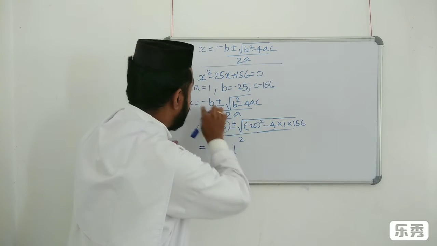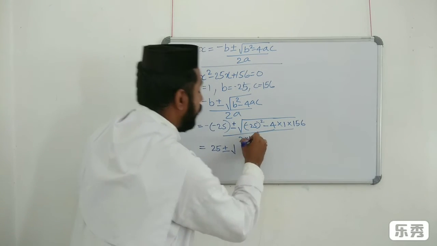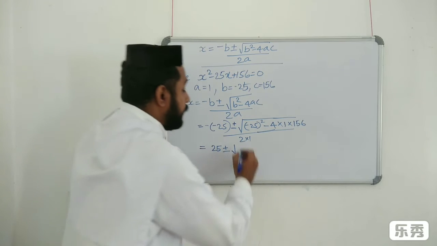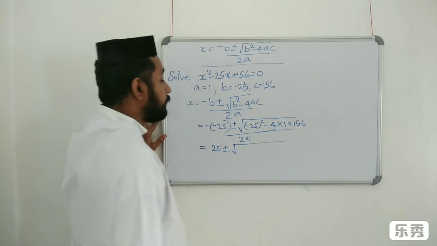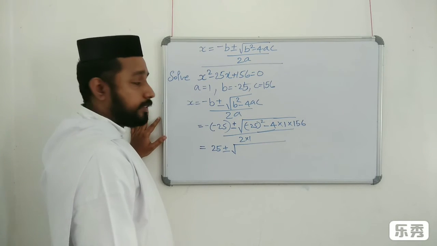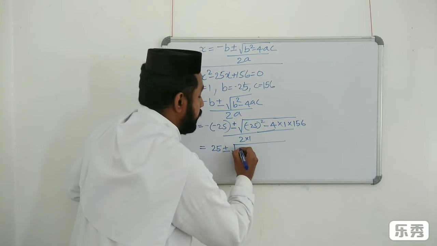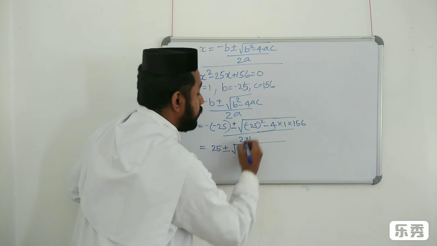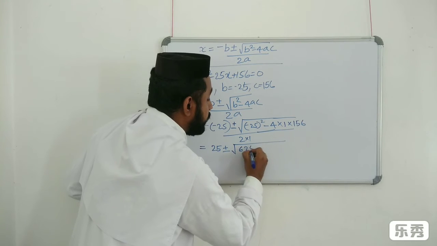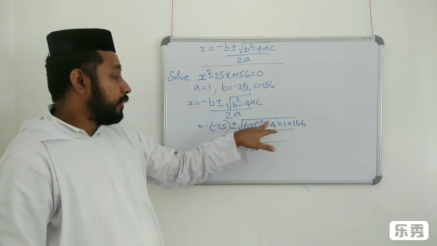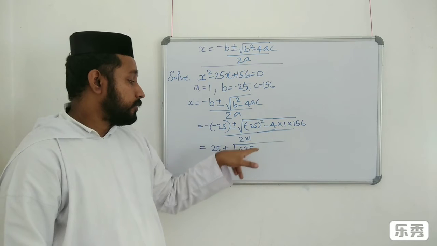Instead of a we have to put 1, so 2 into 1. So the step is 25 plus or minus root of b square minus 4ac. b square means minus 25 square, and minus square plus 25 square is 25 square. So minus 25 square means 625, because a negative number squared gives a positive value.